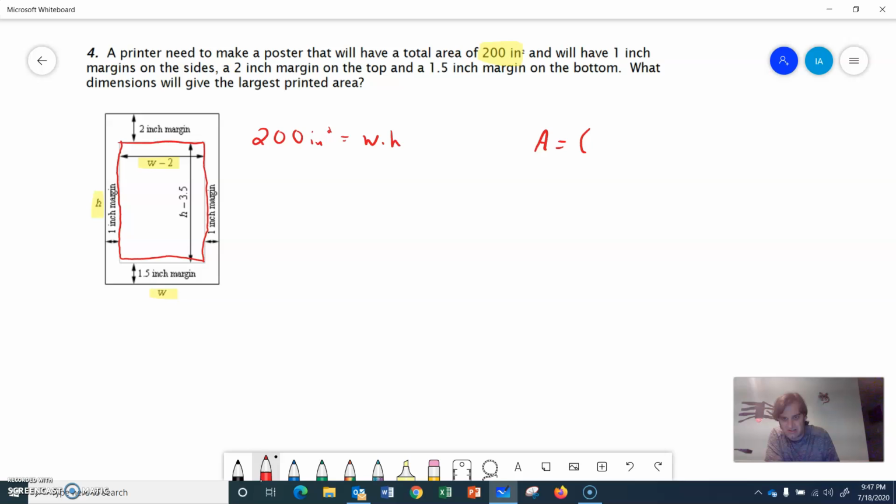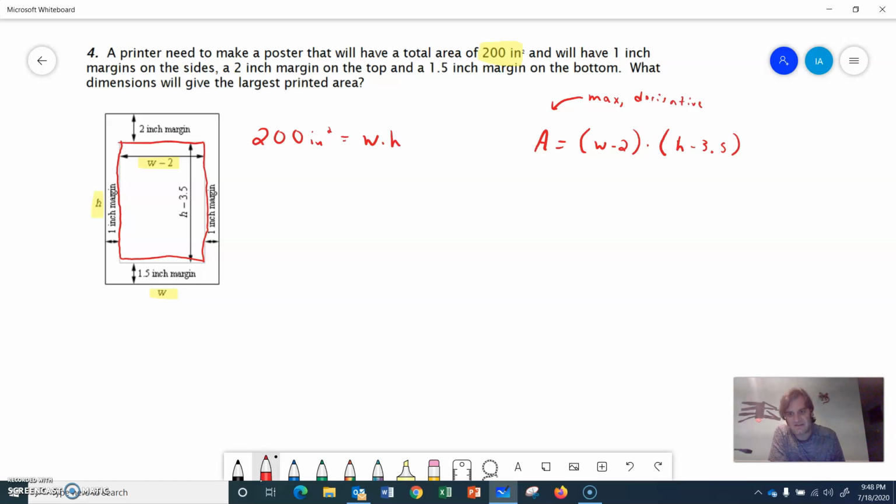So let's put that over here: W minus 2. And then the height of the printed area, well, we'll call the height of the whole board H, but there's a 2-inch margin up top and a 1.5-inch margin at the bottom, so that's why they have H minus 3.5. So what we want to do is maximize this area over here. We want to find the max printed area, which means derivative, and we'll set it equal to 0.